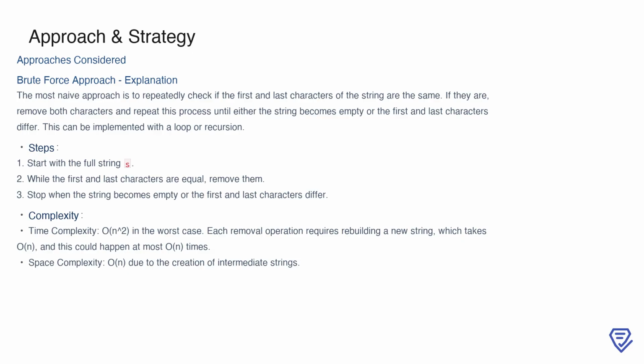However, there's a major downside to this approach. Since each removal operation involves creating a new substring, the time complexity can grow to O(n squared) in the worst case. This happens because each removal takes linear time, and we may perform this operation up to n times. Additionally, the space complexity is also O(n), due to the creation of these intermediate substrings. As a result, while this method is easy to understand, it's highly inefficient for longer strings.